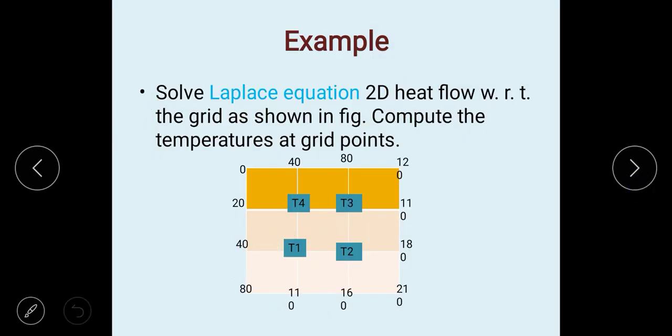Next, we are going to solve one numerical on Laplace equations. The numerical is: solve the Laplace equation in 2 directions, heat flow, with respect to the grid as shown in the figure, and compute the temperatures at the grid points. It means you have to find out the temperatures T1, T2, T3 and T4. In the next video, we are going to solve this numerical.